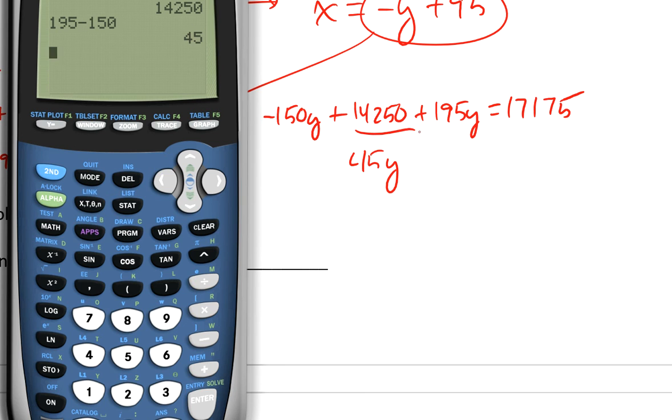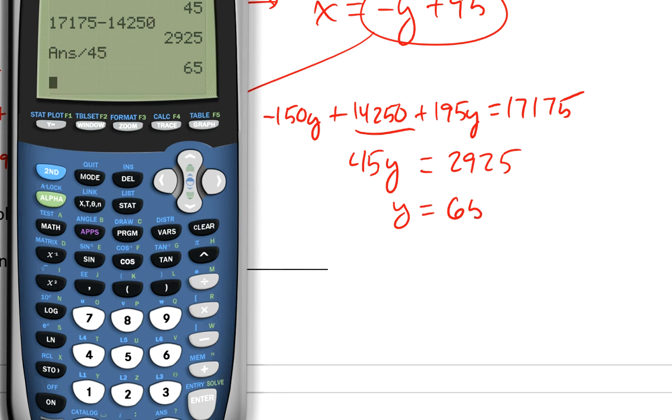The other thing I'm going to do is subtract 14,250 from each side. So 45y equals, let's take the 17,175 and subtract 14,250. And when I do that, I get 2,925. And I'm going to divide both sides by 45 now. So when I do that, I get y is going to be 65.